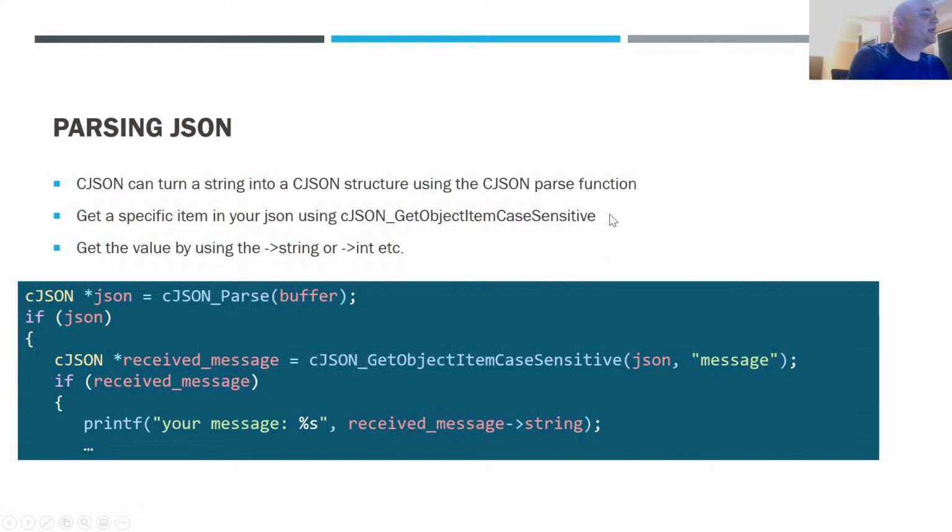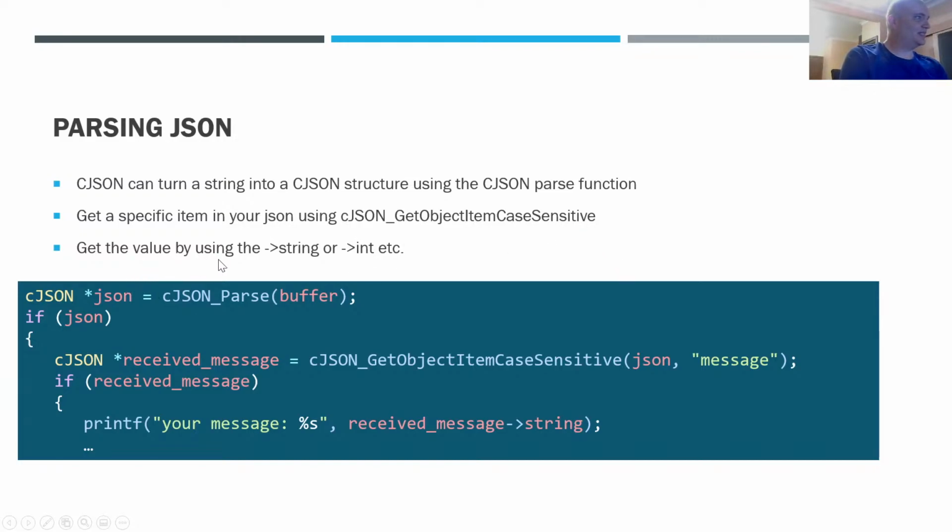All right, so we can also parse JSON. Very often, from a server perspective, if the client is giving us JSON, then we want to parse that. We can do that using the cJSON structure and the parse function. Then we can get items, using cJSON get object items case sensitive, to get a particular element out of that JSON.